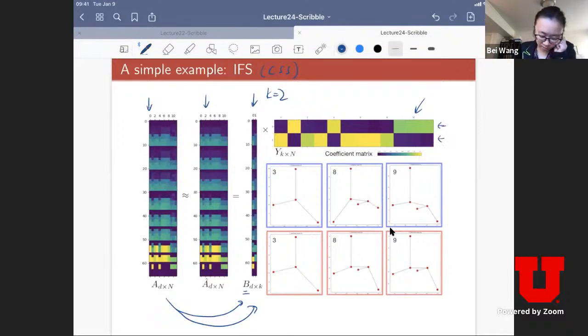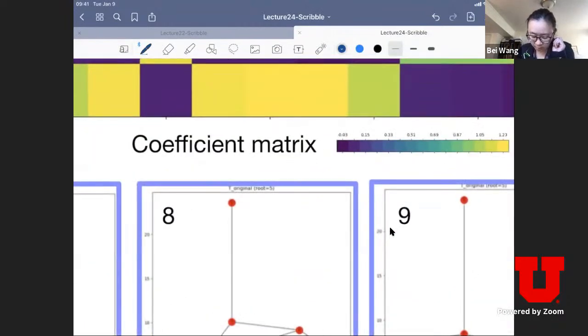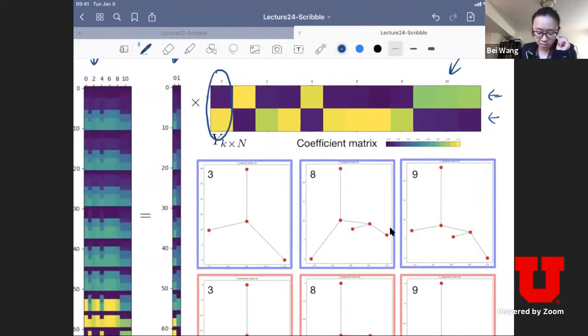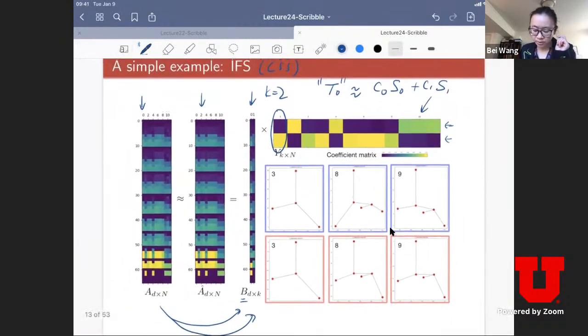So if I focus on a particular column, let's say the first column of matrix Y, what is it telling me? It's telling me, roughly speaking, that tree 0, which is the first tree, can be approximated as some coefficient of the first basis tree plus a coefficient of the second basis tree. Let me call these coefficients C0 and C1. What is C0? C0 is very close to 0. That means most of the coefficient is contributed by the second basis tree.